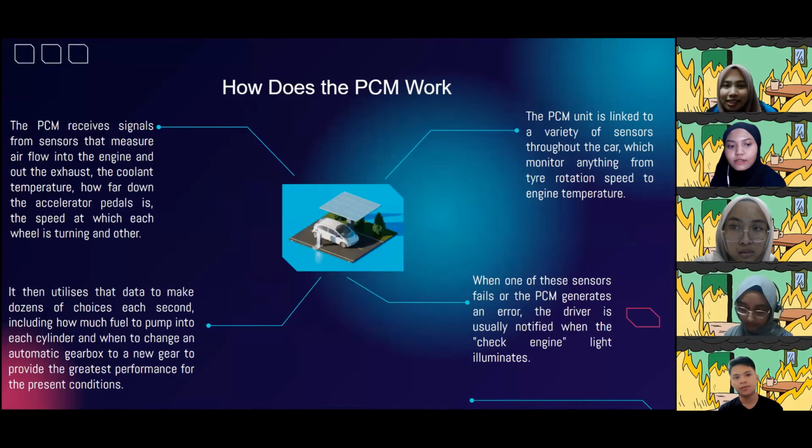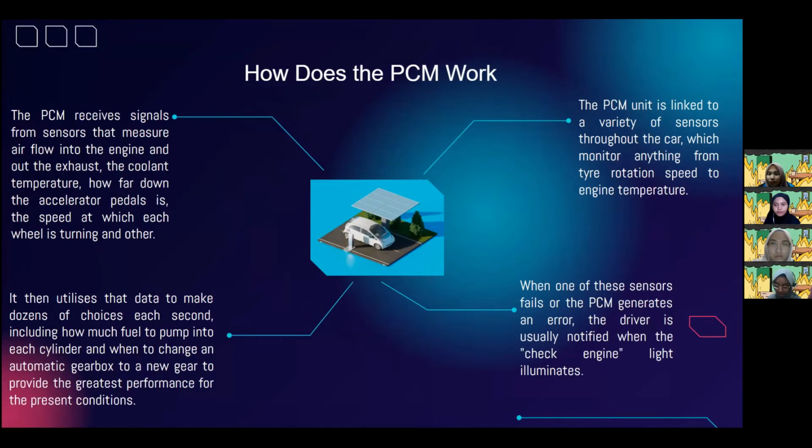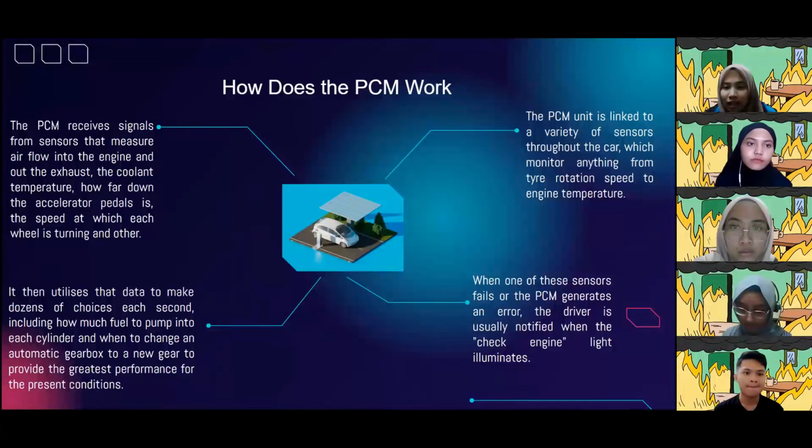Okay, next, how does the PCM work? So first of all, the PCM unit is linked to a variety of sensors throughout the car, which monitor anything from tire rotation speed to the engine temperature. So when one of these sensors fails or the PCM generates an error, the driver is usually notified when the check engine light is illuminated.